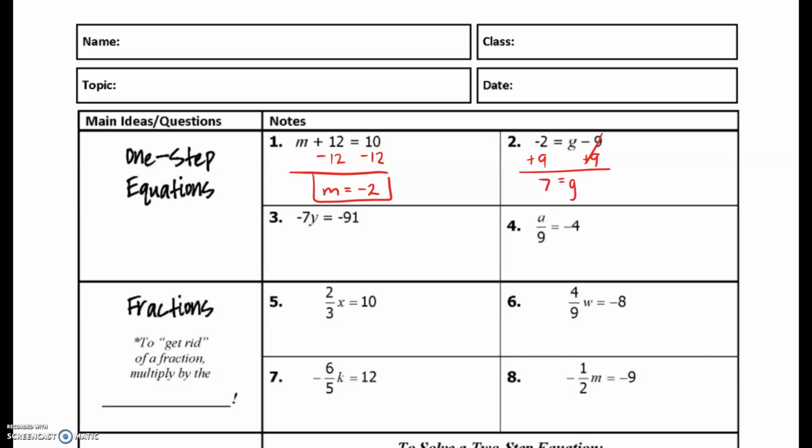In number 3, we are viewing multiplication. So, in order to get rid of multiplying by negative 7, we will divide both sides by negative 7. In this case, negative 91 divided by negative 7 is a positive 13. For number 4, in order to get rid of division, we will multiply both sides by a positive number. In this case, we will multiply both sides by 9, so a will equal negative 36.